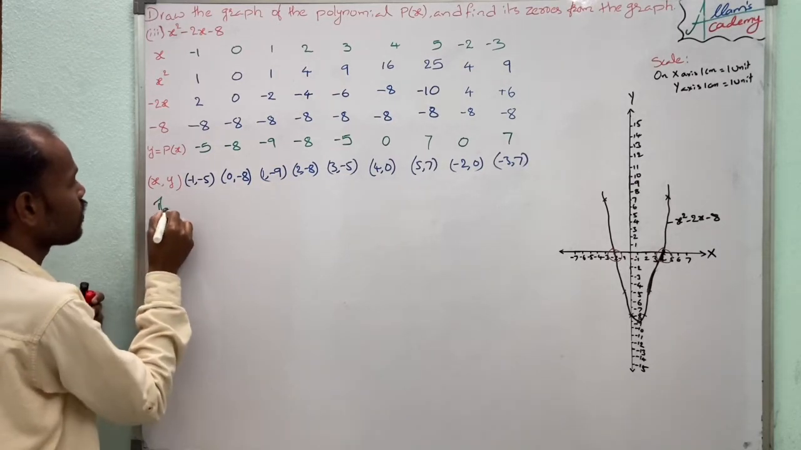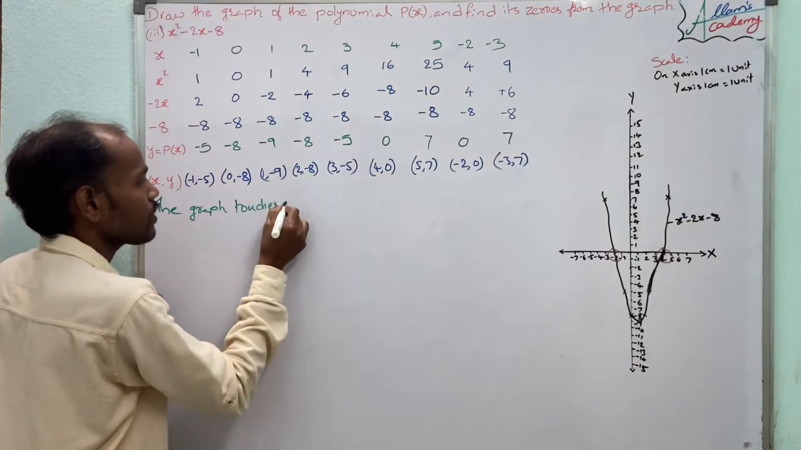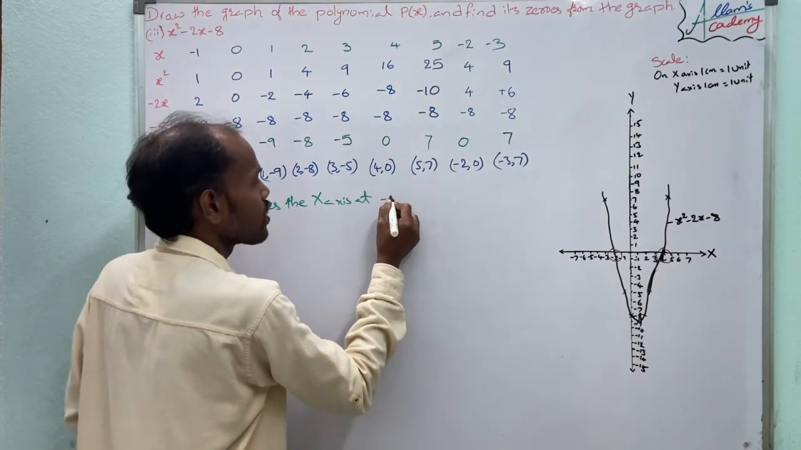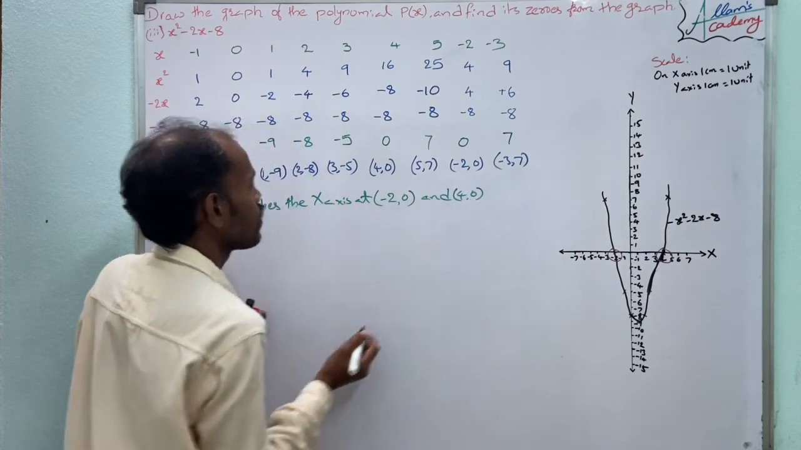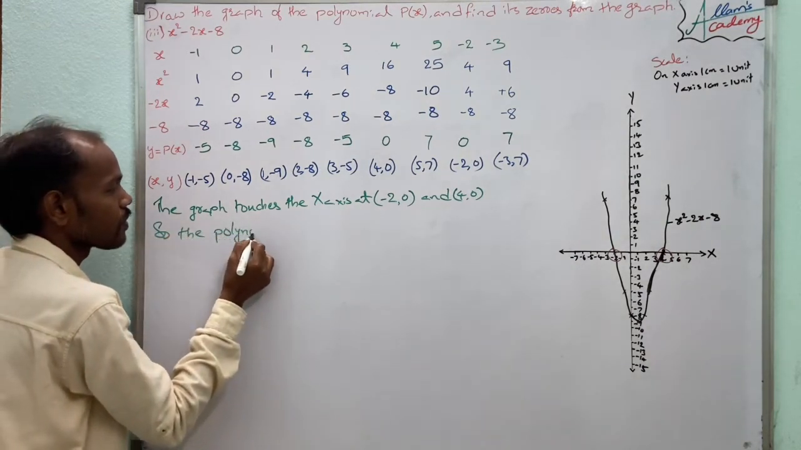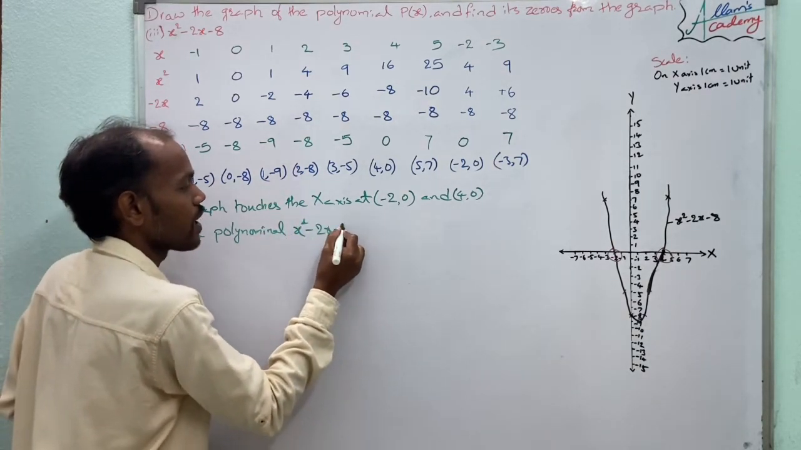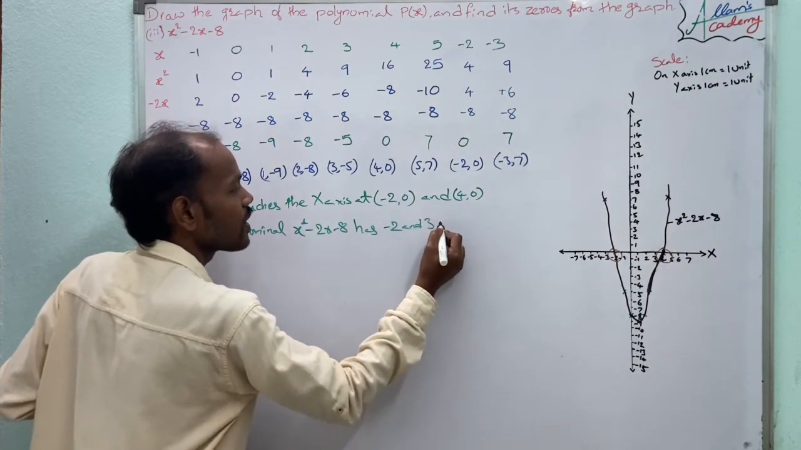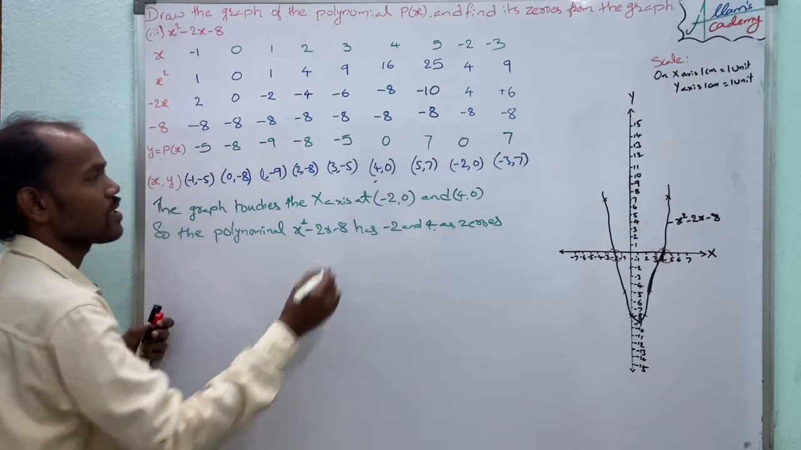So the graph touches the x axis at (-2, 0) and (4, 0). So the polynomial x square minus 2x minus 8 has -2 and 4 as zeros.